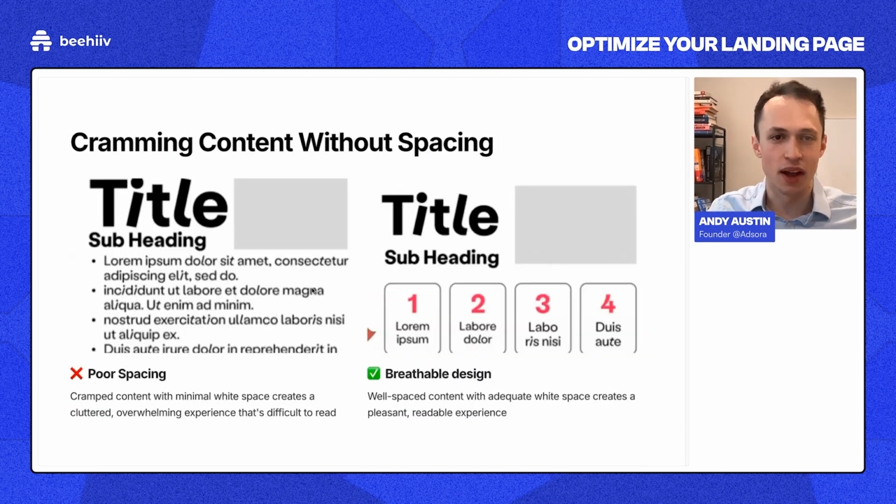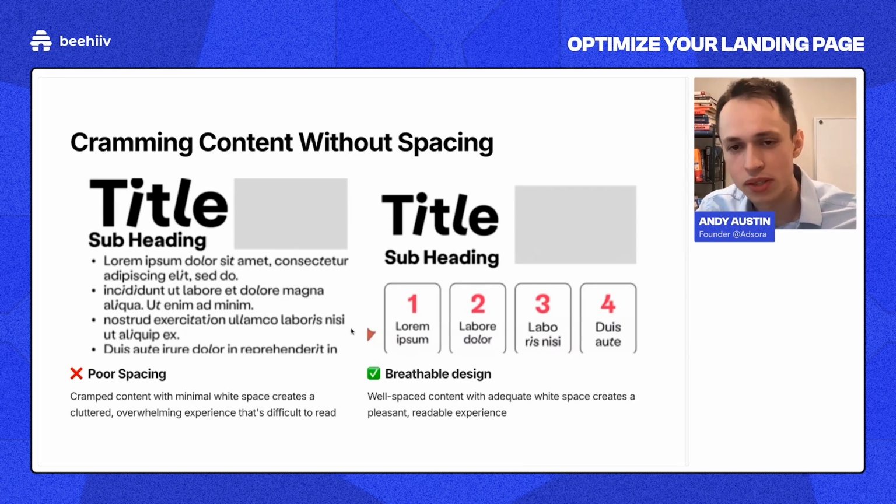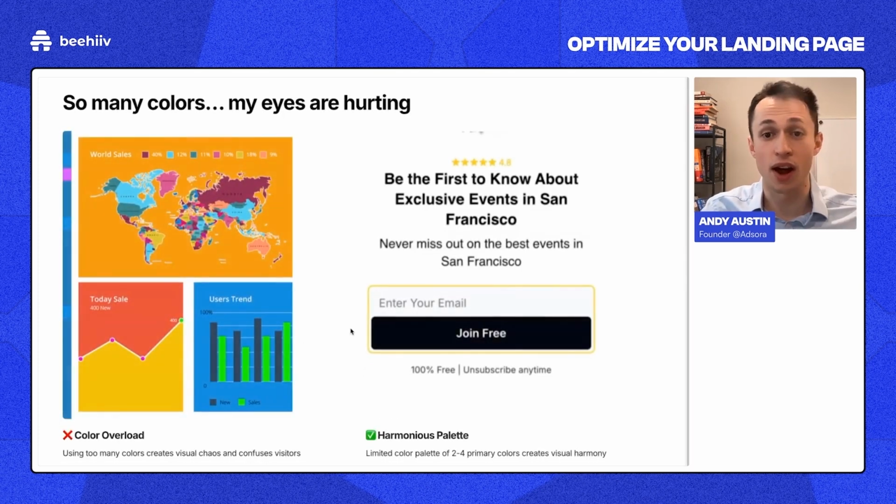All right. Now, another design mistake, right? If you try to add a lot of content without space, it can be really overwhelming. So make sure your design is breathable, with enough space between elements. And beehiiv, I think, does a pretty good job, because you don't have to care about that. It's already spaced out.